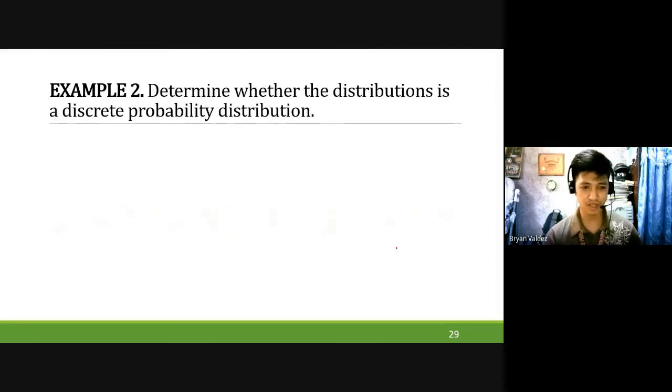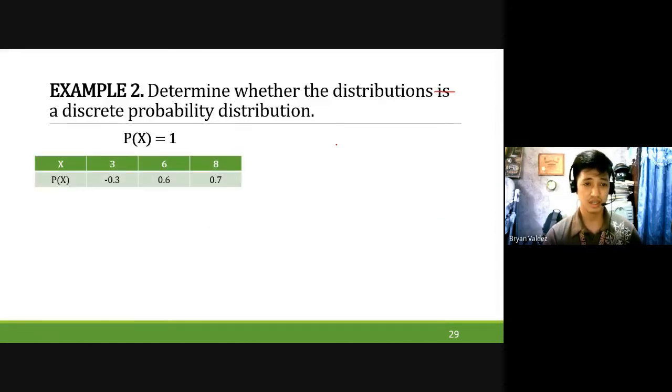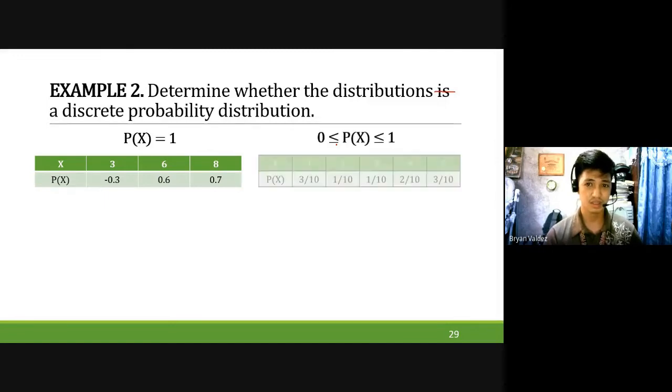So, let's proceed to example number 2. Determine whether the distributions are a discrete probability distribution. Ayan. P of X is equal to 1. Sige nga, paki-identify. Ito muna tayo dito. Paki-identify, is it a discrete probability distribution ba or hindi? Itong P of X equals 1.